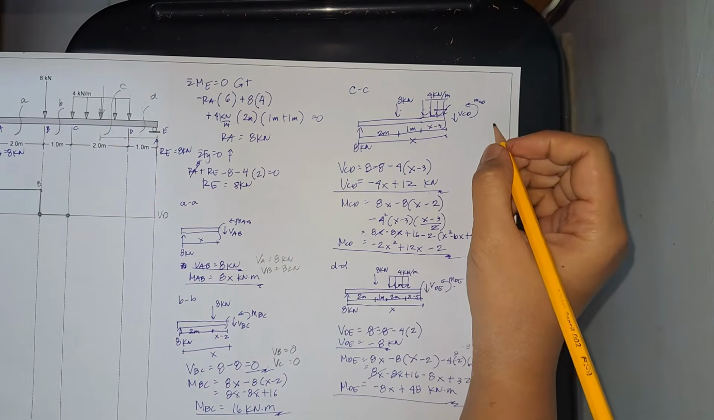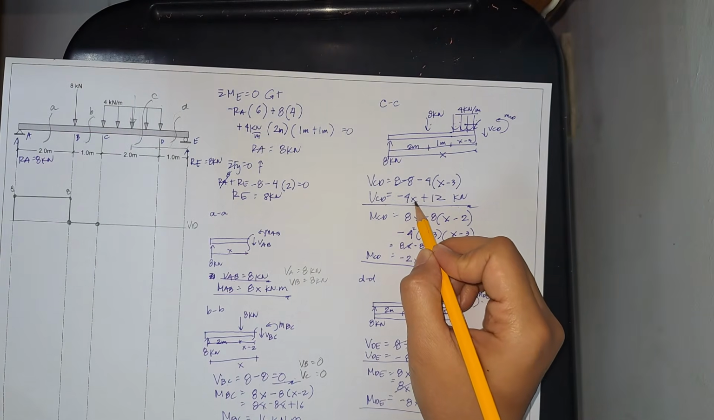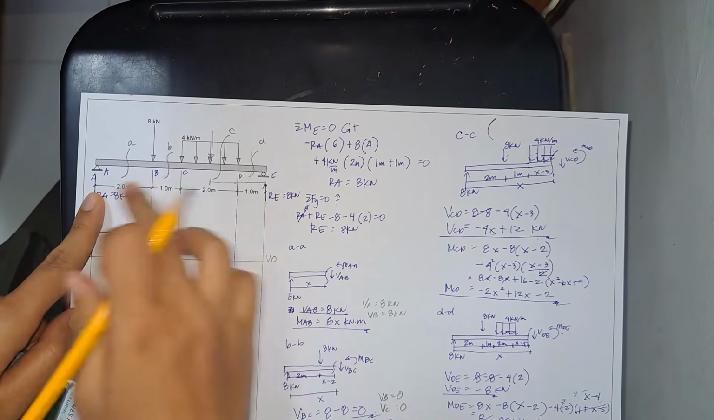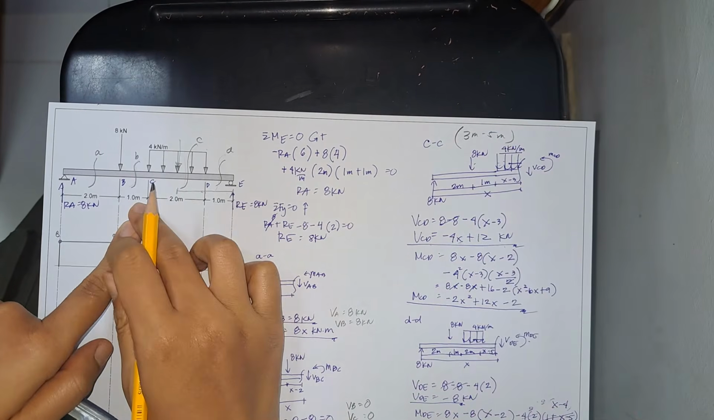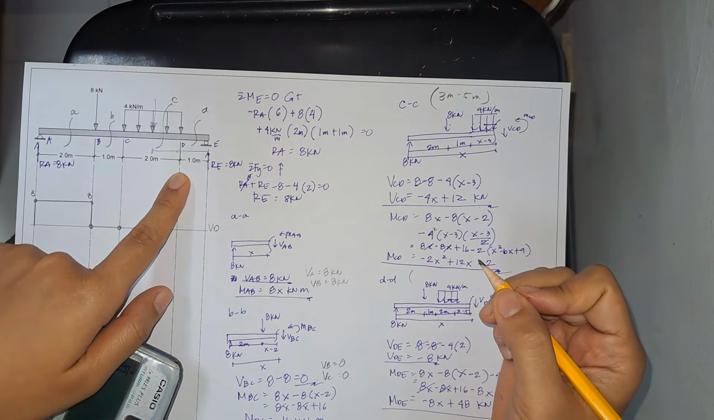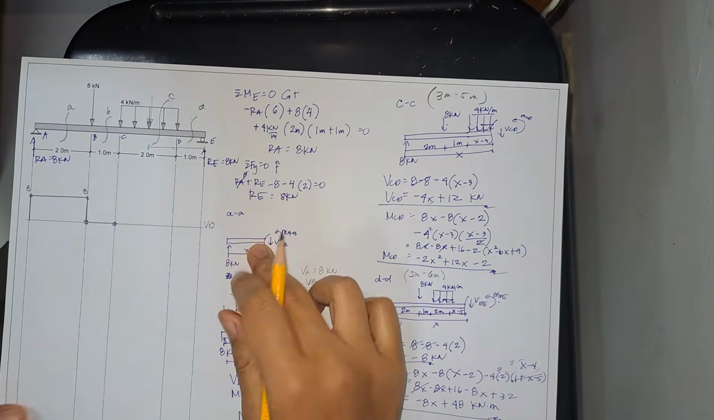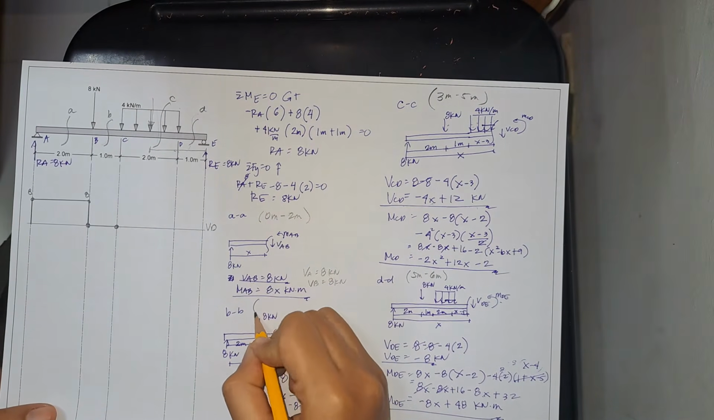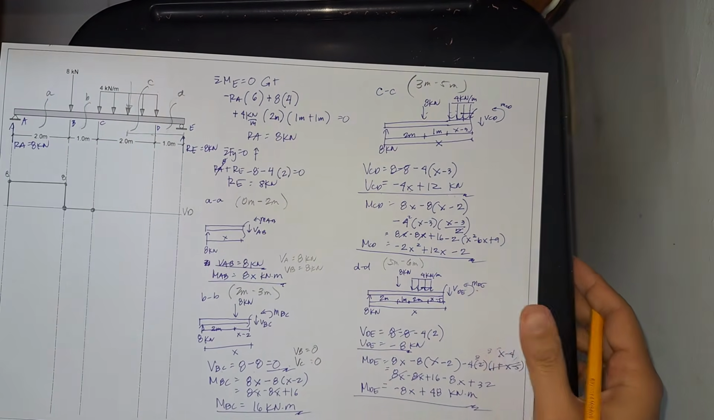For CD, what dimension or length do we use, since we already have x? We are in CD, so we will be using 3 to 5, 3 meters to 5 meters. And then, let's continue for segment DE, 5 meters to 6 meters. Here in AB, 0 meters to 2 meters. Segment BC, 2 meters to 3 meters.